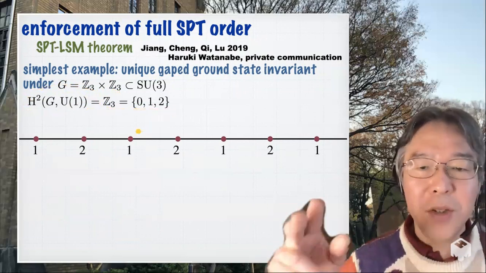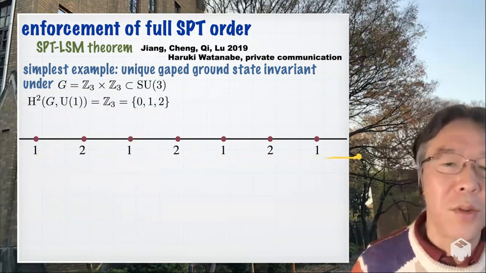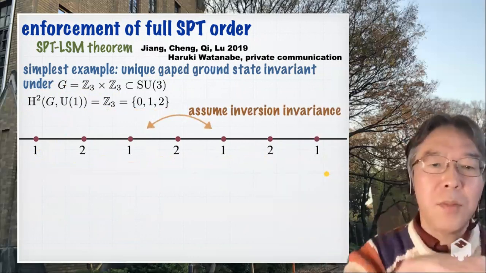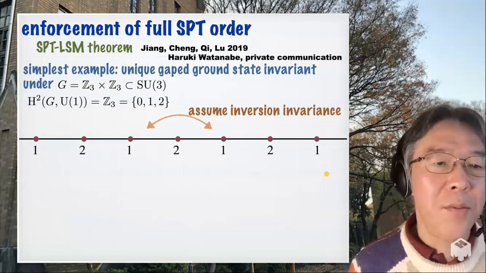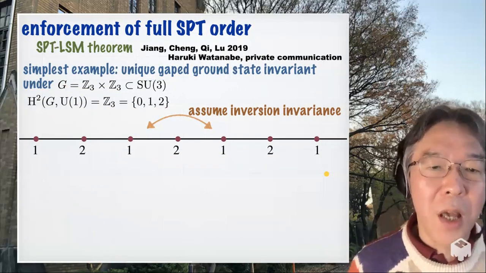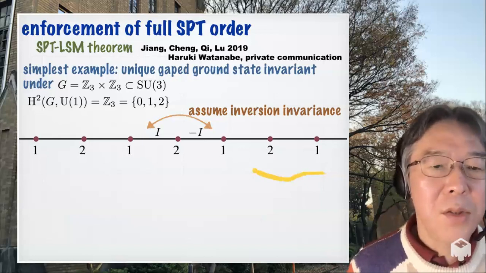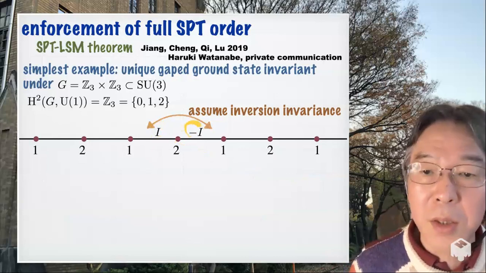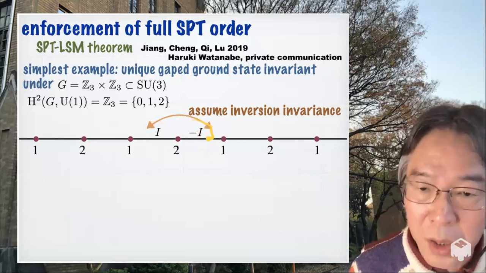And consider a spin chain. This is not a real spin, but an SU3 spin chain with spin index 1, 2, 1, 2, 1, 2, 1, 2, like this. And furthermore, assume that the model has inversion symmetry. Okay, and this is a unique gapped ground state, invariant under Z3 cross Z3 and inversion. And let's look at the Ogata index. Now, since we have inversion symmetry, if the Ogata index here is I, it must be minus I here. We don't know what I is, but it should be I here and minus I here.